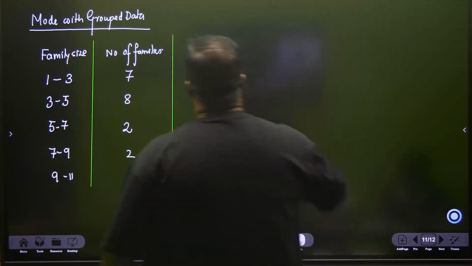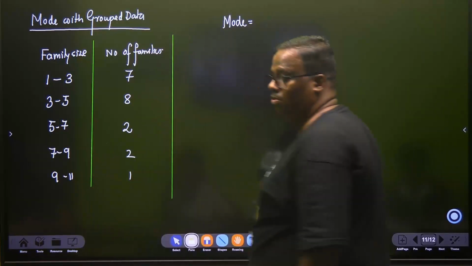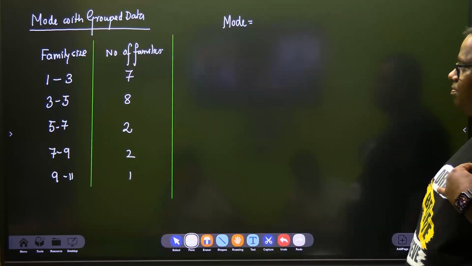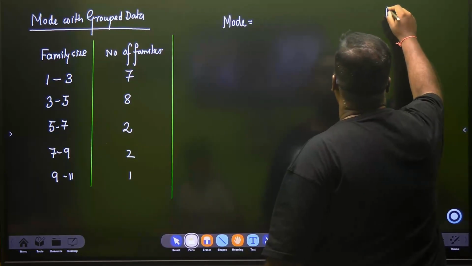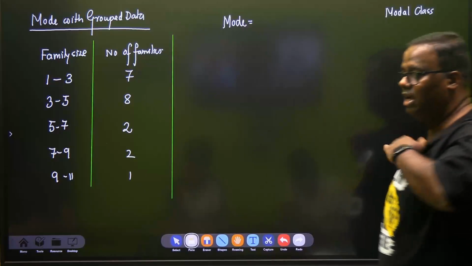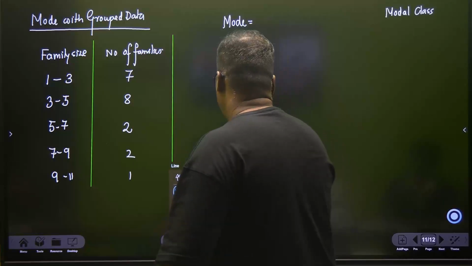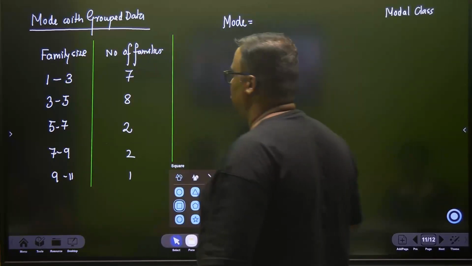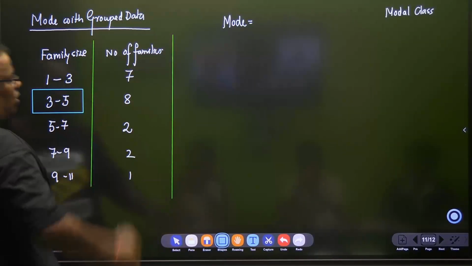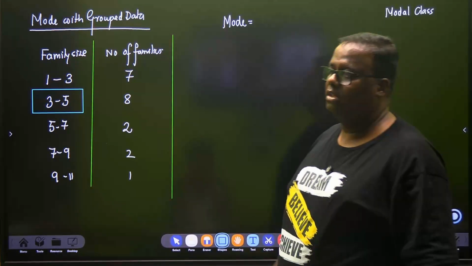So in the case of group data, there is a formula for finding the mode. Now this formula, again, you have to remember. Now how do we remember? Before using this formula, you have to first understand which is the modal class. Modal class is the class which is appearing with the highest frequency. If you see, 8 is the highest frequency. That means this is my modal class. Understood?